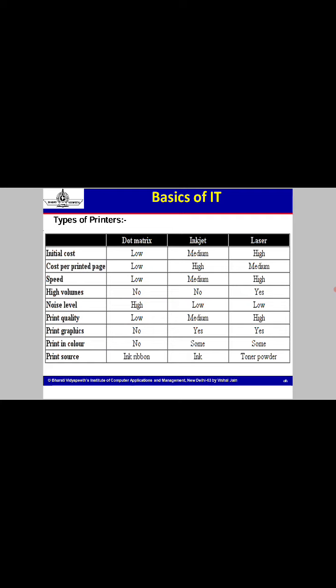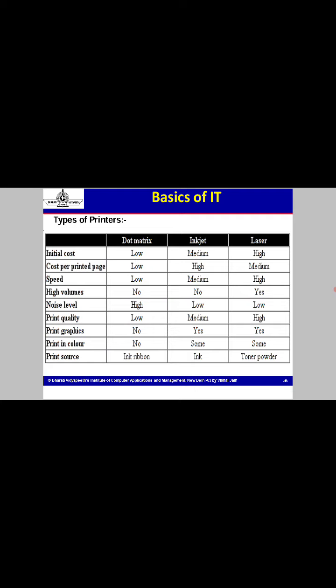There are different parameters or attributes used for printers, like cost, cost per page, speed of the printer, support for high volume printing, noise generated, print quality, graphic printing, color printing, and print source, like that. So generally there are three types of printers available: dot matrix printers, inkjet printers, and laser printers.